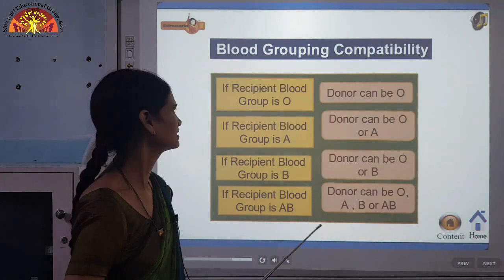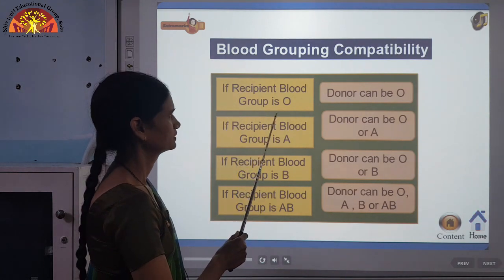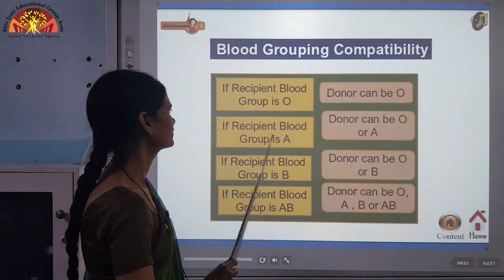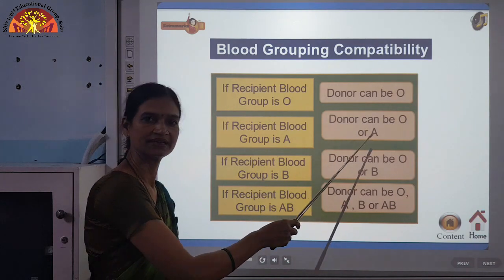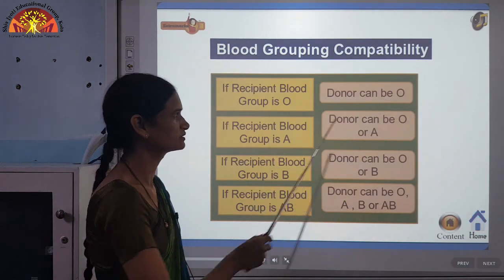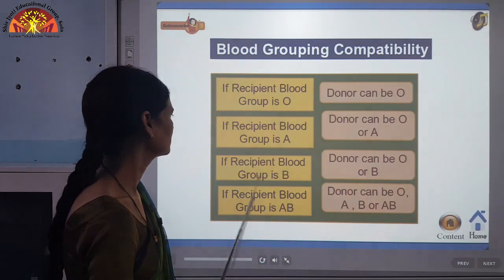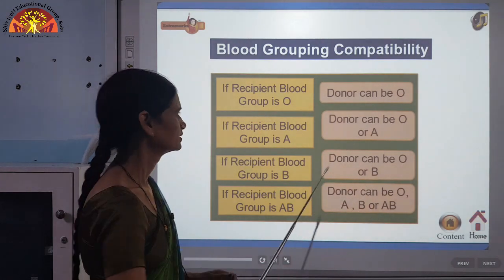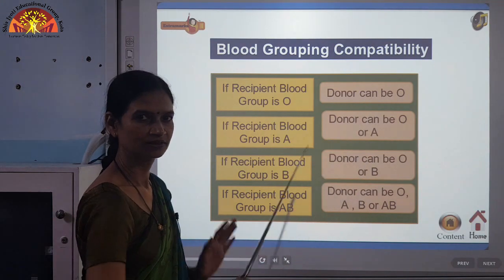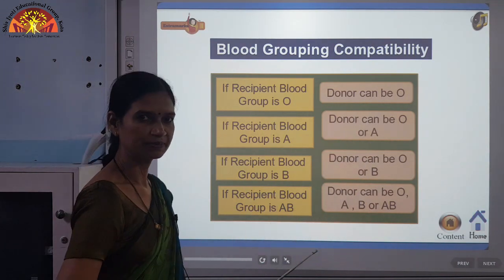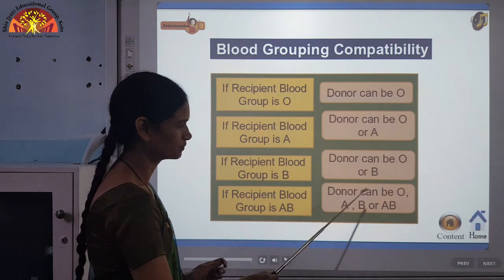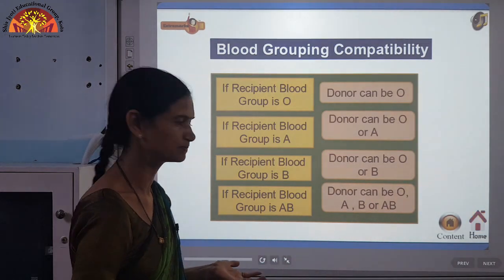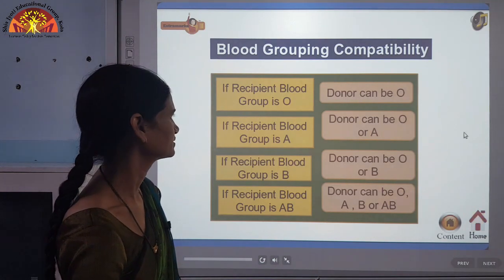Now compatibility हमने देखी, जैसे कि if recipient blood group is O, donor can be O, मतलब लेने वाला अगर O है तो donor O ही होगा। If recipient blood group is A, donor can be A also, that means if somebody has blood group A तो वो O से भी ले सकता है और A से भी ले सकता है। Similarly, if recipient blood group is B, it can take blood from B blood group also and O blood group also. तो O यहाँ पे आप देख रहे हैं, it can give to all. If recipient blood group is AB, then again it can take blood from O blood group, A, B और AB. तो ये सबसे ले सकता है, it can take blood from all blood group people. That's why it is called universal recipient.